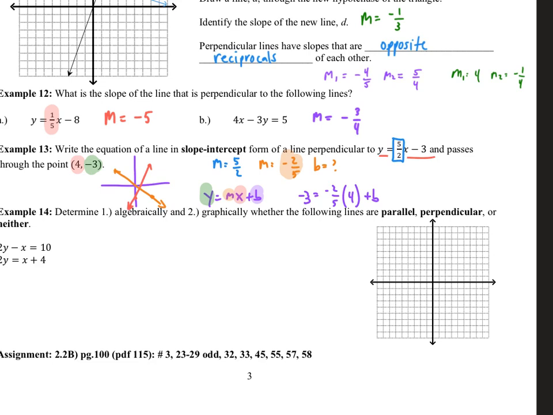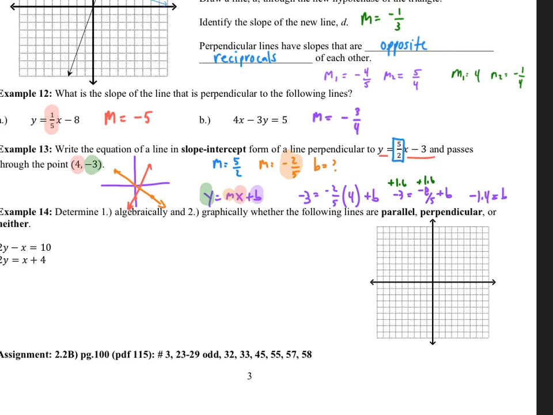So 2/5 of 4 is 8/5. I get -3. Now I'm going to add 8/5 to both sides. Well, 8/5 is equal to 1.6. So -3 plus 1.6 is equal to -1.4.